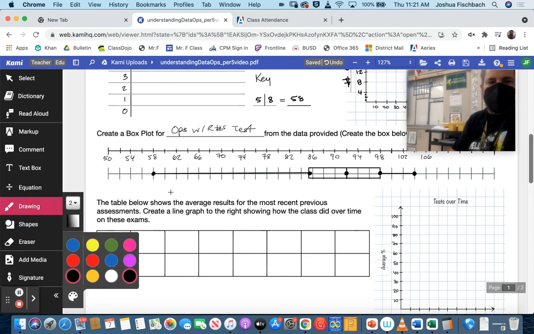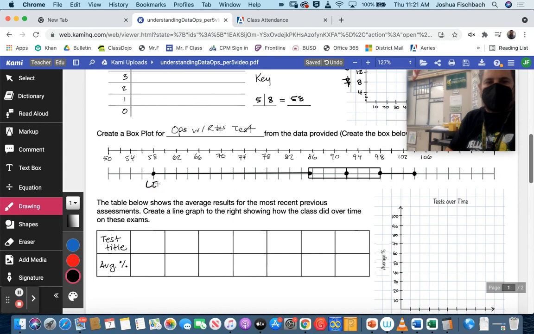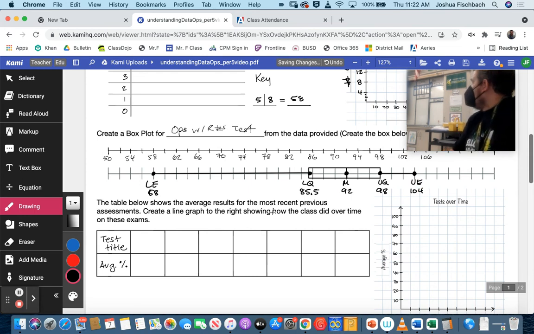And if you wanted, you could label it, right? You could say that the lower extreme, let me write that in a little bit nicer way here. Sorry. The lower extreme is going to be 58. The lower quartile, we said it was 85.5, I believe. So it's 85.5. And then we have, sorry, the median, which is going to be 92. You have the upper quartile, which is going to be 98. And then you have the upper extreme, which is going to be 104. Okay? So now you've got your box plot all labeled, nice and careful.